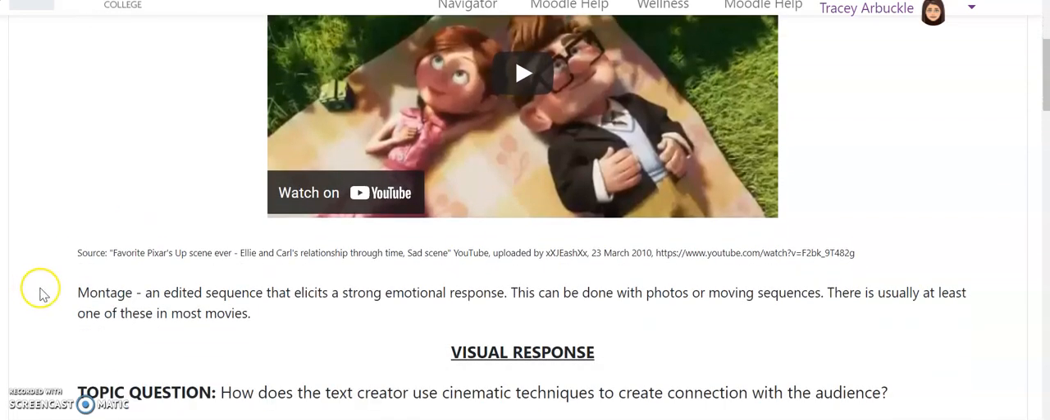Okay, so what is a montage? A montage is an edited sequence that elicits a strong emotional response. This can be done with photos or moving sequences, and there's usually at least one in most movies. There's often not much dialogue or speaking, but that doesn't always have to be true. A lot of times these are used to cover a lot of time and give a background to why characters are the way they are, or sometimes it's just to move the story forward a bunch of years. So montages are often used just to help give a little bit of background or understanding of the setting and or characters.